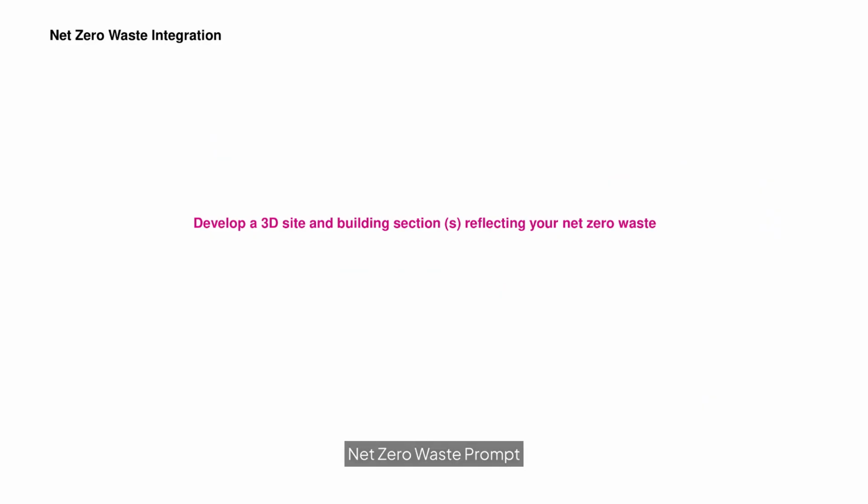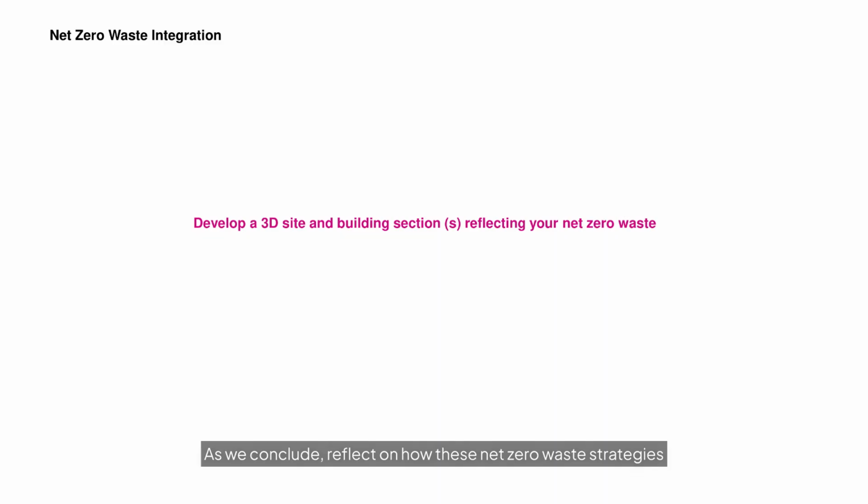Net zero waste prompt. As we conclude, reflect on how these net zero waste strategies can translate into your own design work. Consider how a flexible floor plan and future adaptability help net zero waste. Consider cradle-to-cradle material strategies and resource cycling without waste. Consider reuse or regenerating resources. Design a building where material, systems, and space design contribute to a closed-loop, zero-waste outcome.